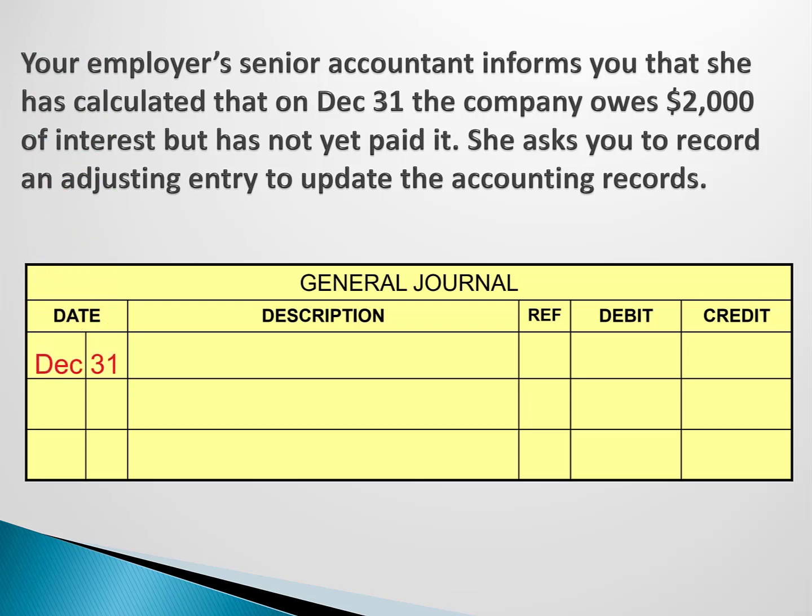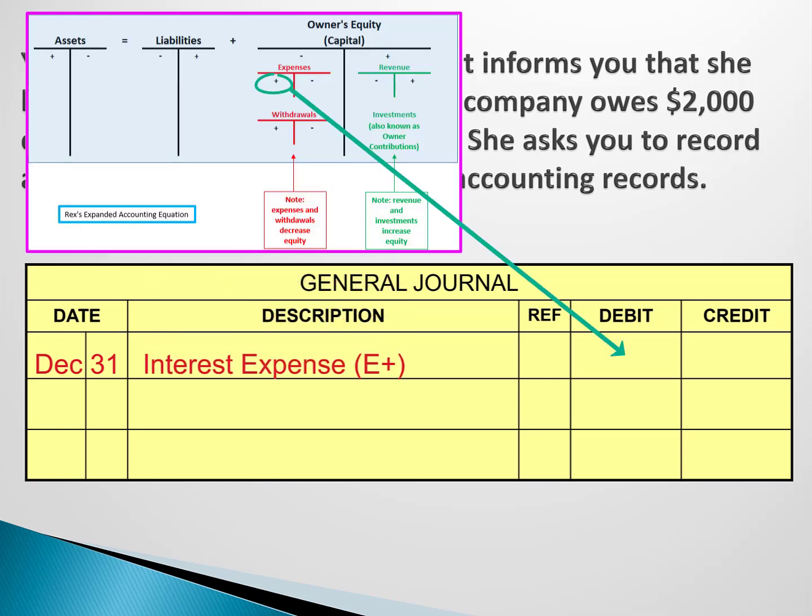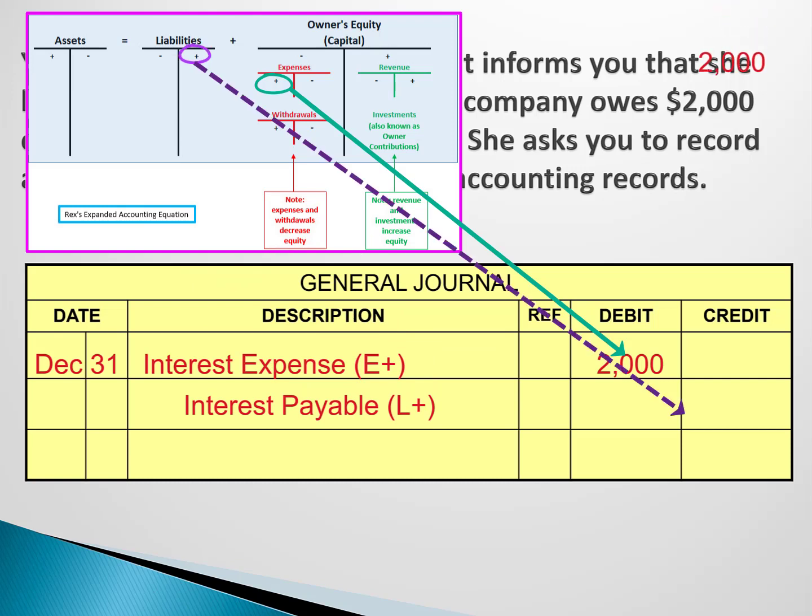Do you remember what the debit account is? It's interest expense. The E plus is reminding you that's an expense and it's increasing. How do expenses increase? With a debit. So I'm going to debit the account $2,000. And because we're not paying it yet, interest payable, which is a liability that is increasing, is credited because that's how payables or liabilities increase.